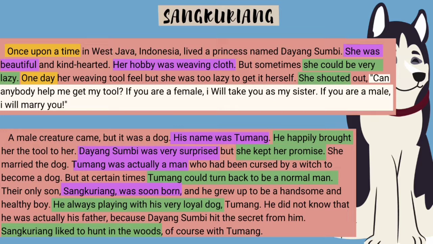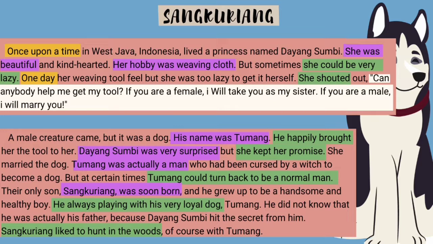A male creature came, but it was a dog. His name was Tumong. He happily brought her the tool. Dayong Sumbi was very surprised, but she kept her promise. She married the dog. Tumong was actually a man who had been cursed by a witch to become a dog. But at certain times Tumong could turn back to be a normal man. Their only son, Sangkuryang, was soon born, and he grew up to be a handsome and healthy boy. He always played with his very loyal dog, Tumong. He did not know that he was actually his father, because Dayong Sumbi hid the secret from him.